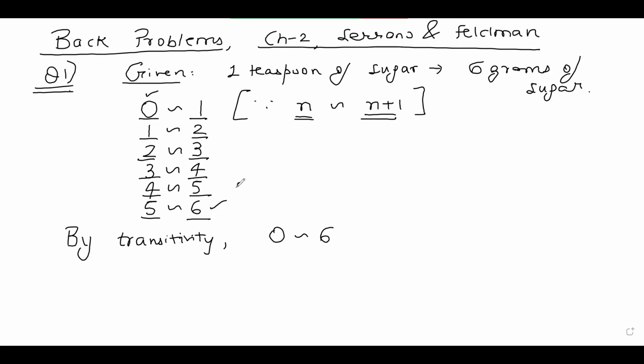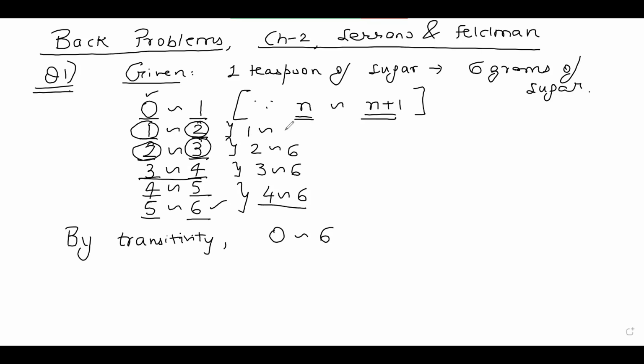These tell us that the consumer is indifferent between 4 and 6. If the consumer is indifferent between 3 and 4 and 4 and 6, the consumer is indifferent between 3 and 6. If the consumer is indifferent between 2 and 3 and 3 and 6, the consumer is indifferent between 2 and 6 also. If the consumer is indifferent between 1 and 2 and 2 and 6, the consumer is indifferent between 1 and 6 also. And if the consumer is indifferent between 0 and 1 and 1 and 6, the consumer is indifferent between 0 and 6 also. By transitivity, the consumer should be indifferent between 0 and 6.